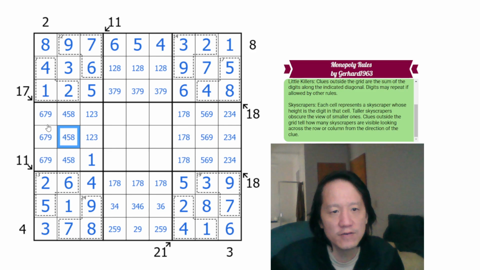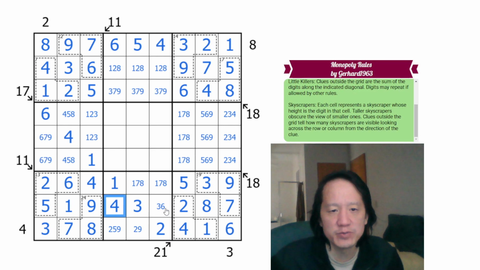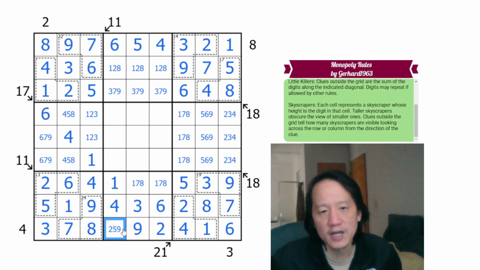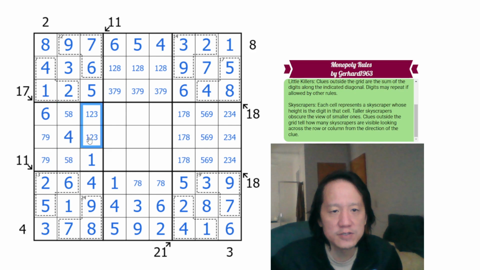So this is 1, 4, and 6. This must be 1, 3, and 2 then, because of the way the little killer clue works. Therefore, this can no longer be 3. This must be a 4. This can't be 3, so this must be a 6. This can't be 2. Therefore, it's a 9, which makes that a 5. And these can't be 1. These can't be 6. This can't be 4, 4. And this can't be 1. This can no longer be 1. This can no longer be 2. This can't be 3 and 9, so it must be 7. This can't be 7, and this can't be 7.